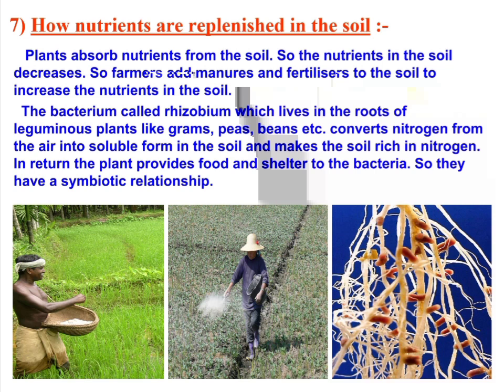Plants absorb nutrients from the soil, so nutrients in the soil decrease. So farmers add manures and fertilizers to the soil to increase the nutrients in the soil. The bacterium called rhizobium, which lives in the roots of leguminous plants like grams, peas, beans, etc., converts nitrogen from the air into soluble form in the soil and makes the soil rich in nitrogen. In return, the plant provides food and shelter to the bacteria. So they have a symbiotic relationship. Symbiotic relationship is one of the best modes of nutrition in plants.